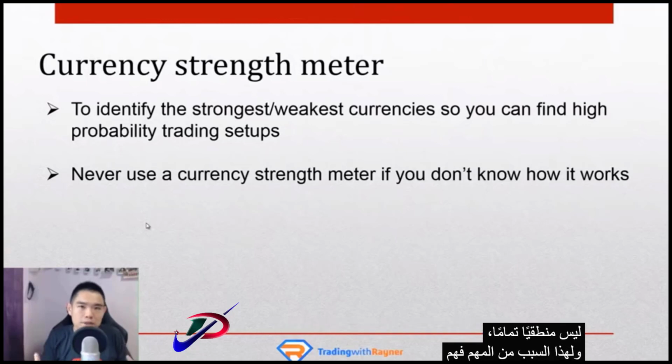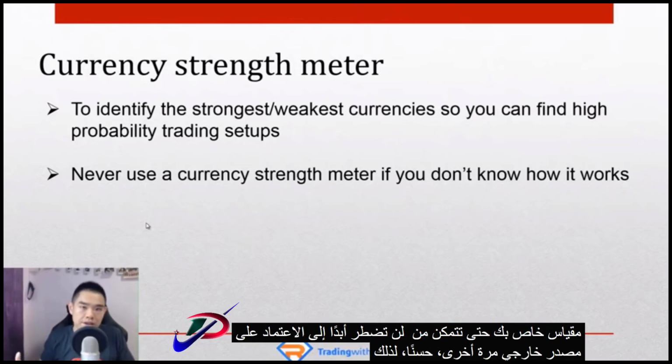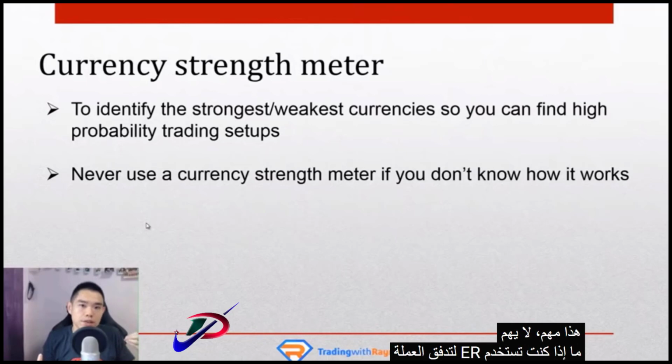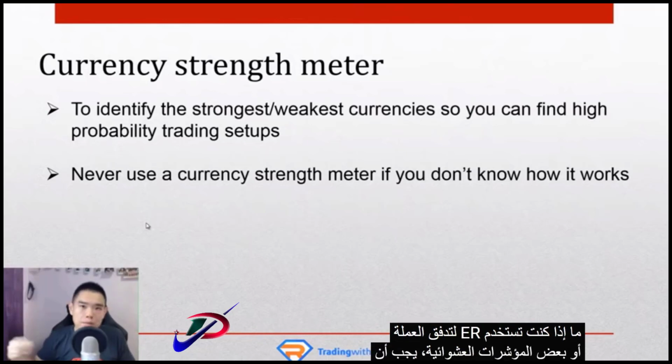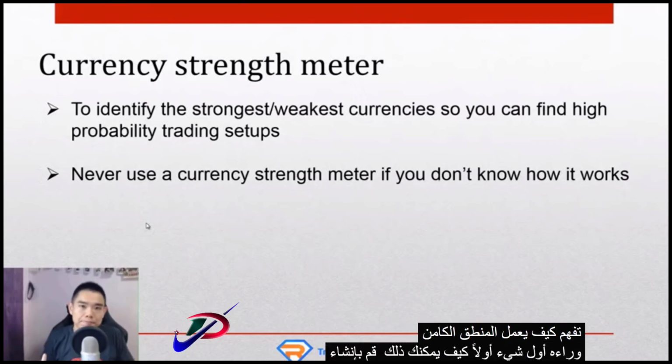So this is why it's important to understand the logic, the formula behind every single currency strength meter. And don't worry, I'll show you how to create your own one so you never have to rely on a third-party source ever again. Okay, so this is important. It doesn't matter whether you're using a currency strength meter or some random indicator, you must understand how it works, the logic behind it.